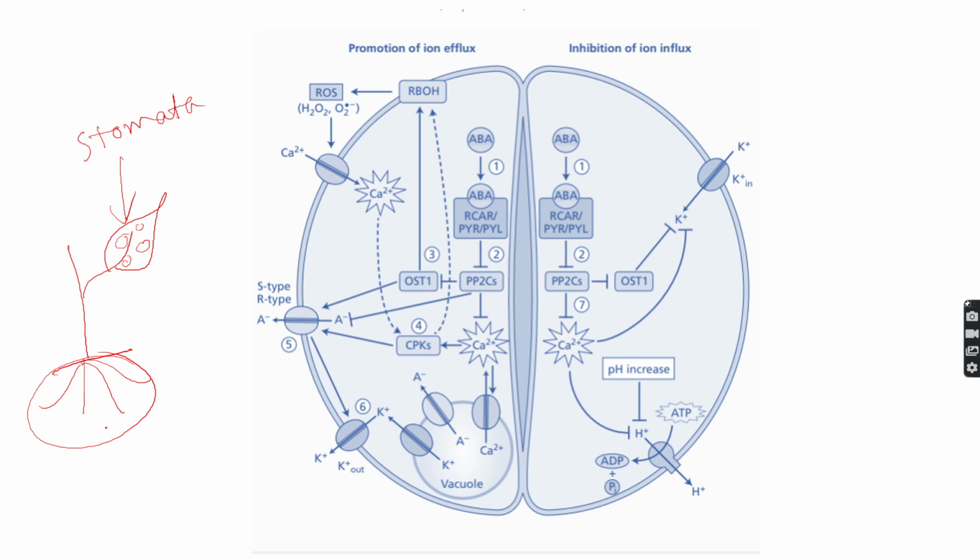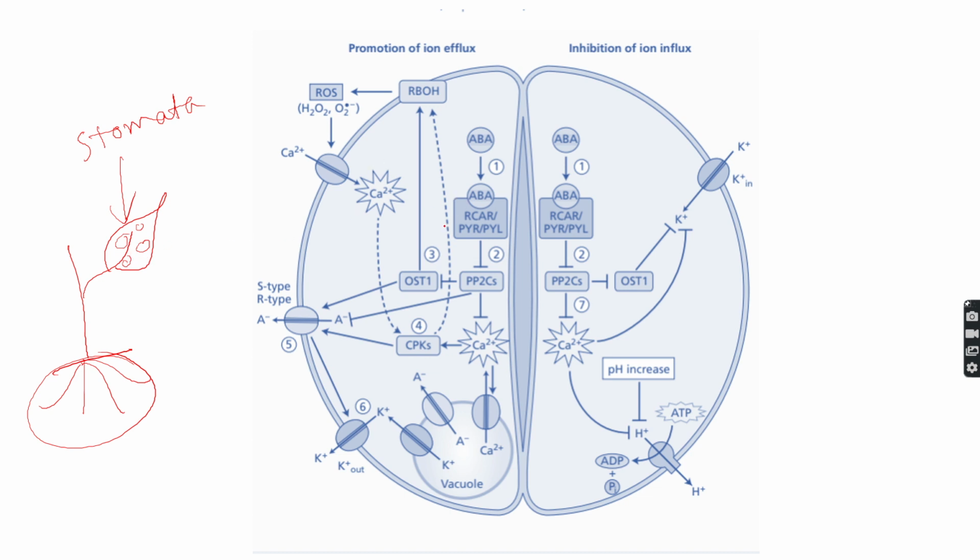When the root senses the water stress, the plastids of the root cells produce ABA, and through the xylem this ABA goes to the leaf, where it is accumulated in the apoplastic region. This accumulated ABA will now start signaling in the guard cell.